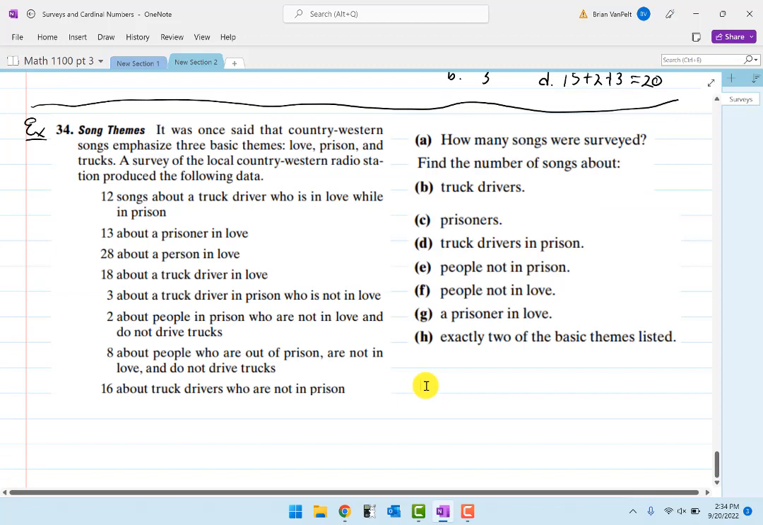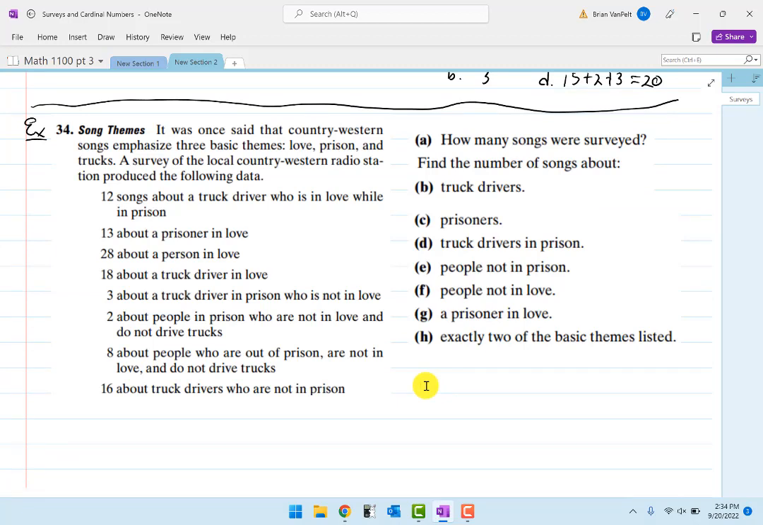Okay, in this last example, we have 3 possible sets. We have love, prison, and trucks. And so I'm going to make a diagram with L, P, and T.